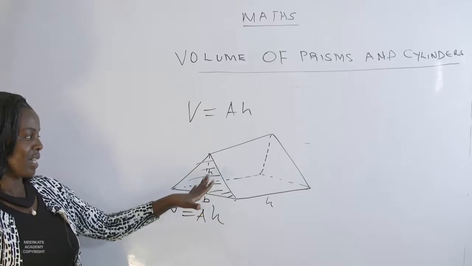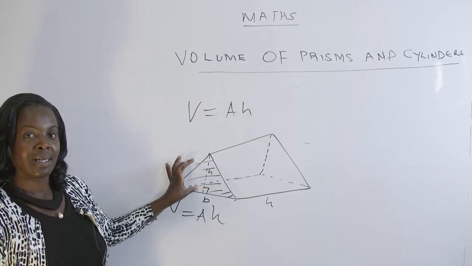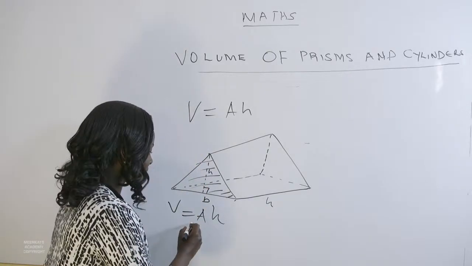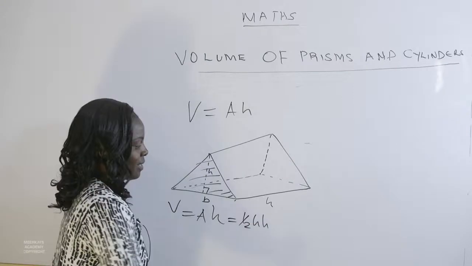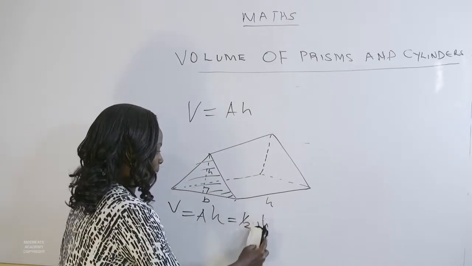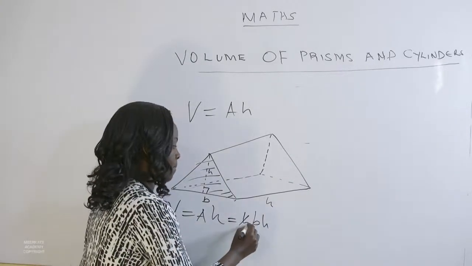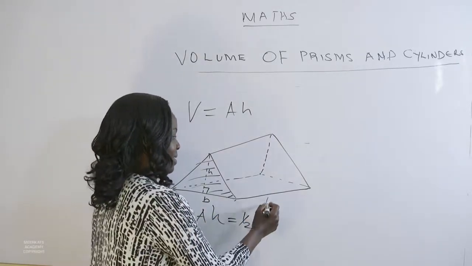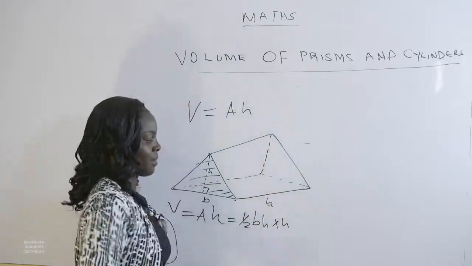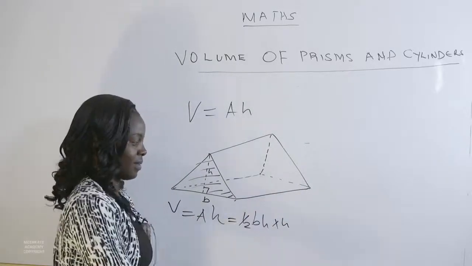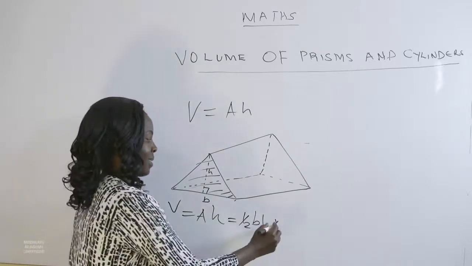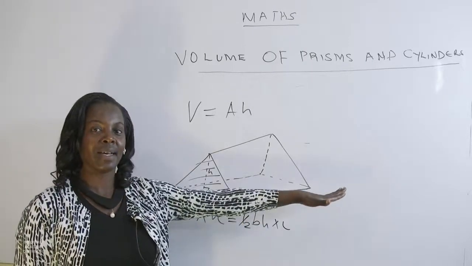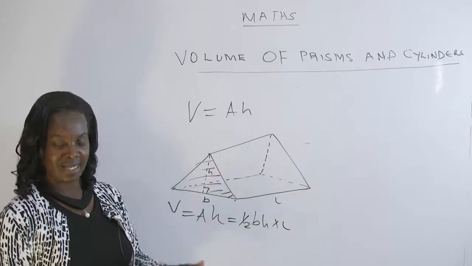So for our triangular prism, this is our base area. And our base area this time around, because it is a triangle, is a half base times the height. Let's call this one the length. So half base times the height, then you multiply by the length to give us the volume.